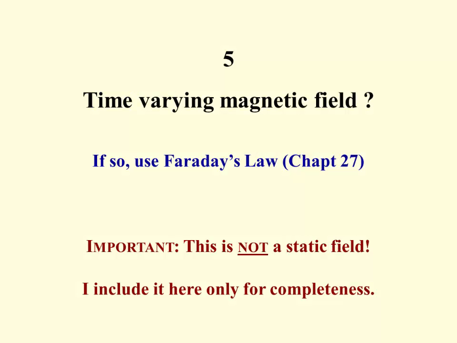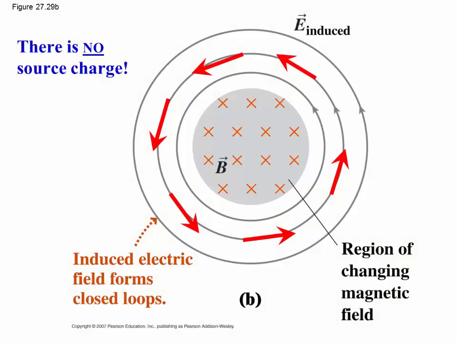Finally, if you have a time-varying magnetic field, you can also produce an electric field. This is called Faraday's law. It doesn't appear until chapter 27. The important detail is this is definitely not a static field. I'm including it here just for completeness because it is one of the other important methods of finding electric fields. It's quite different from the ones that we do at the beginning of the course. The field circulates around in closed loops.